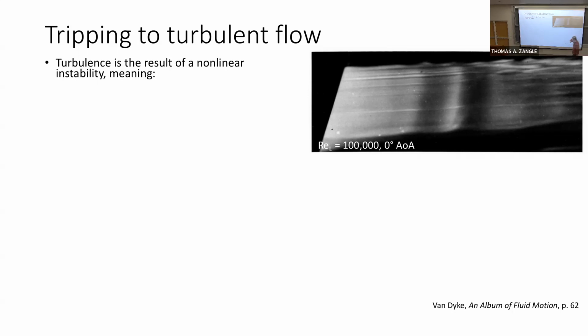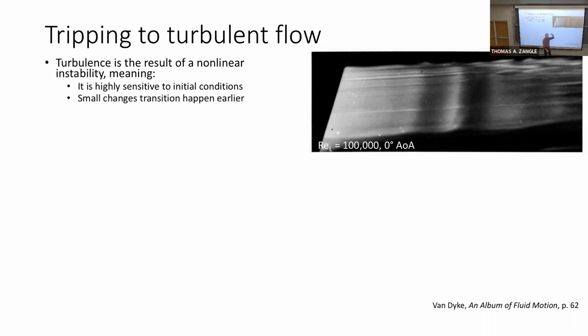But this behavior, turbulence, is the result of a nonlinear instability, meaning that very, very small perturbations can give rise to turbulence at a lower Reynolds number, at an earlier point than you would get it otherwise. So turbulence is very sensitive to initial conditions. Small changes can cause the transition to happen earlier.